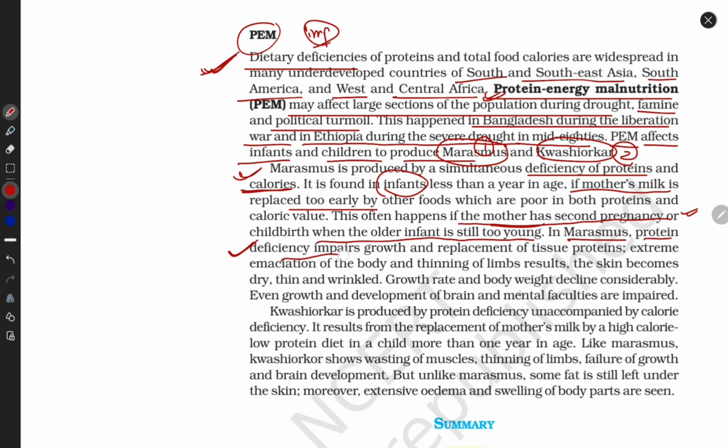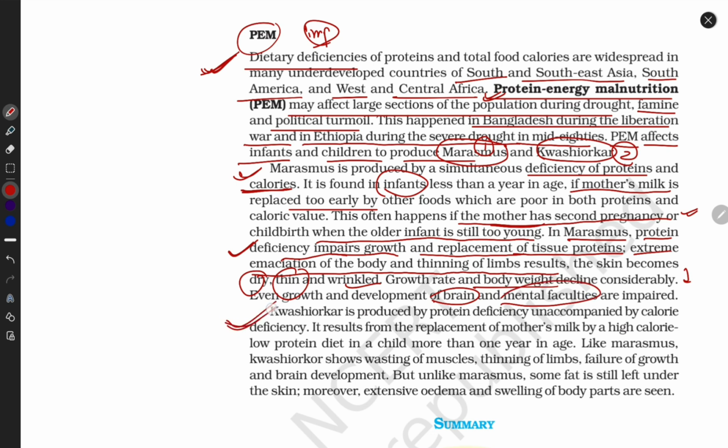In marasmus, protein deficiency impairs growth and replacement of tissue proteins, causing extreme emaciation of the body and thinning of limbs. That means their hands and legs are thin and their stomach is enlarged, the skin becomes dry, thin and wrinkled. The rate of body growth and body weight all decrease. Mainly their brain is affected, their mental condition is affected.